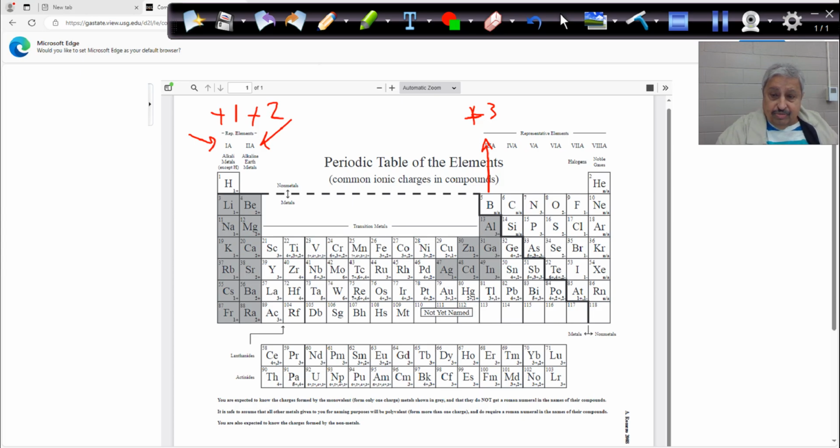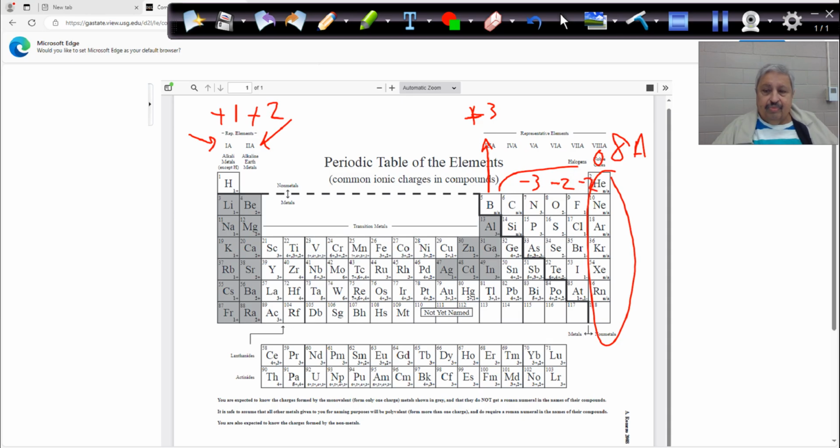Then we switch to the non-metals from here. This one is inert, this one is 8A, the noble gases. 8A has a charge of 0. So this one is minus 3, the oxygen group minus 2, and the fluorine group minus 1, sorry, minus 1. So barium is in 2A, barium is here, so it will be plus 2, and the chlorine atom here is minus 1.